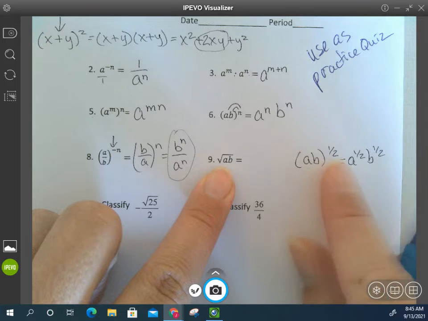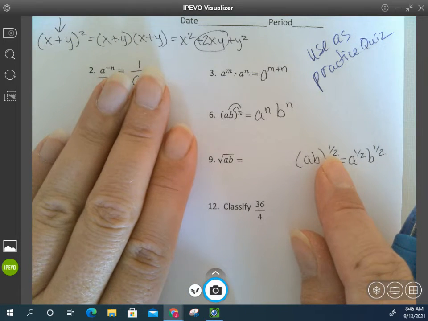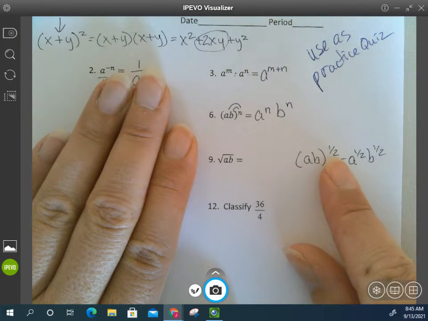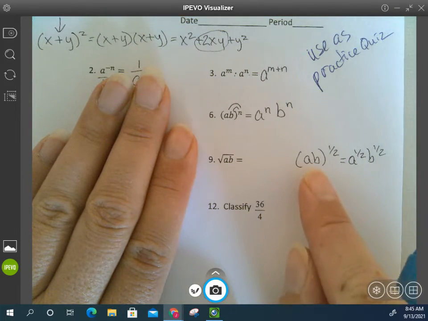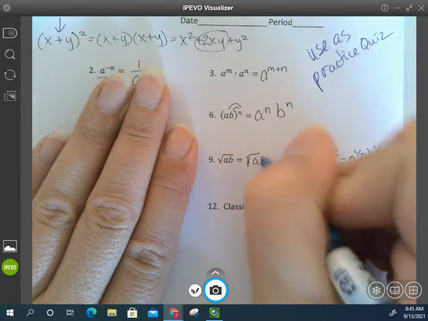The square root is the same as a power of 1/2. It's a fractional exponent. So if you took the square root of 4, you'd get 2. If you took 4 to the 1/2, you would get 2. So if I can distribute a power, I can break up a root. And if you remember, we did this.